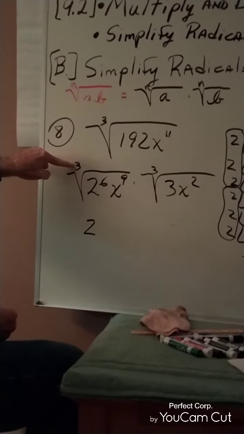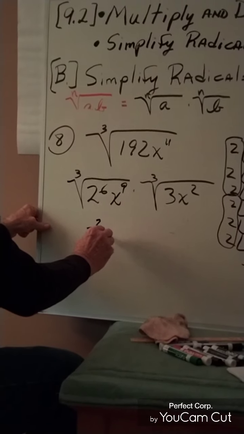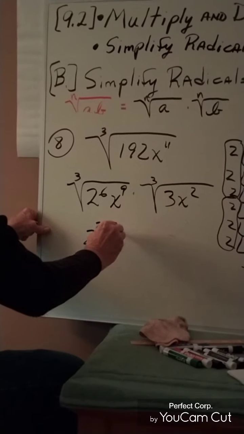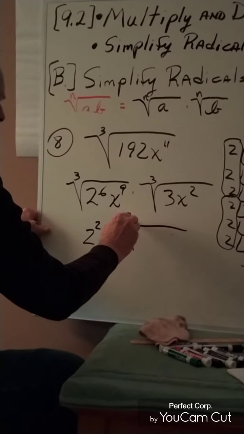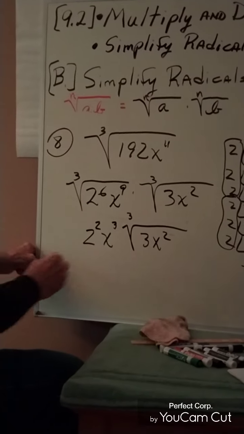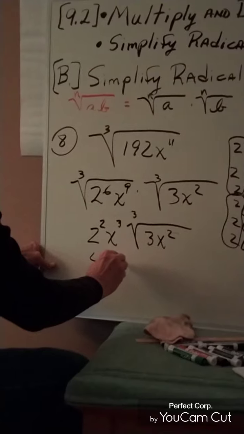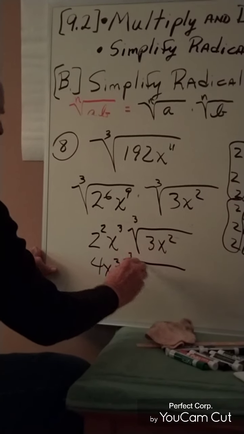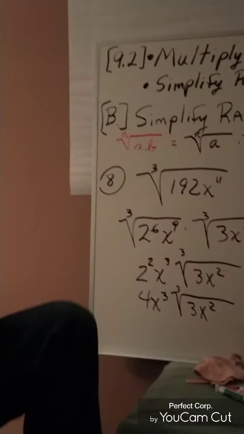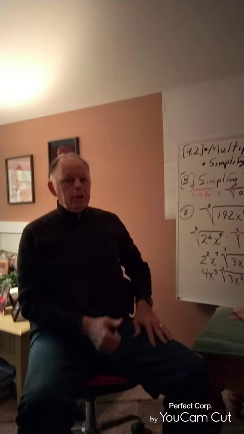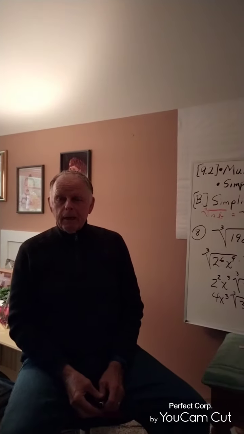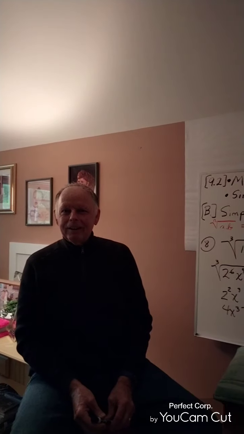6 divided by 3, 2 squared. Bring down the x. 9 divided by 3, x to the 3rd, multiplied by the cubed root of 3x squared. Yes, we would want you to change that 2 squared to 4, and we'll have 4x cubed times the cubed root of 3x squared, and that would be our answer. So you have seen quite a number of examples that cover rule number 3. Division will be next. Thank you.